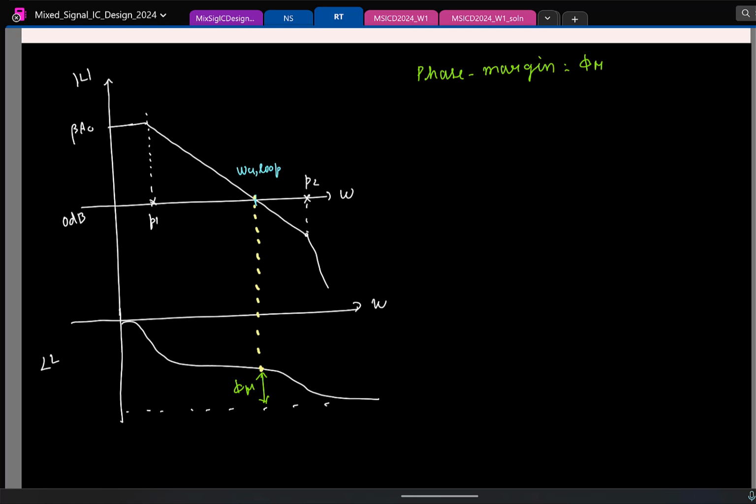So to paraphrase, I am interested to see if my closed loop system is critically damped or over damped. For that, in principle, I should look at the location of the closed loop poles, but instead I am trying to map into this condition that my second pole should be farther than omega u loop, okay, and that I am checking using phase margin as a proxy.